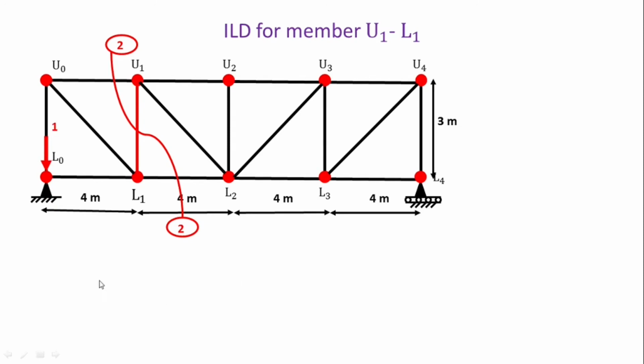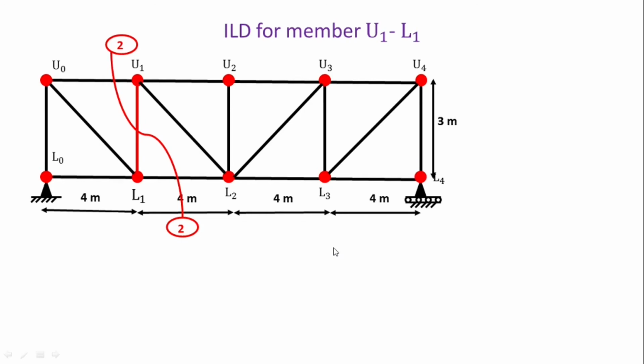So here apply the unit load on this first joint, then find the member force in the U1 L1. Then apply this unit load on the L1 and find again, the same procedure, the member force in the U1 L1, then next L2, then L3 and finally the L4, and find the member force in the U1 L1 for each condition. So that gives us the ILD for the member U1 L1.